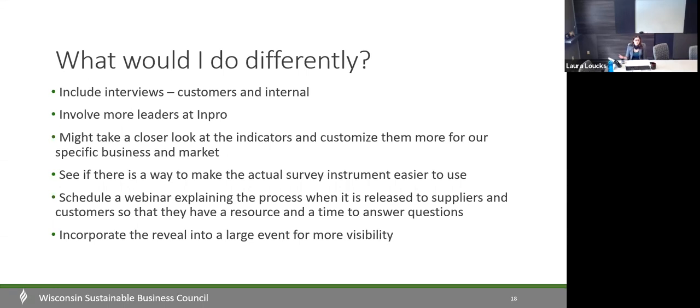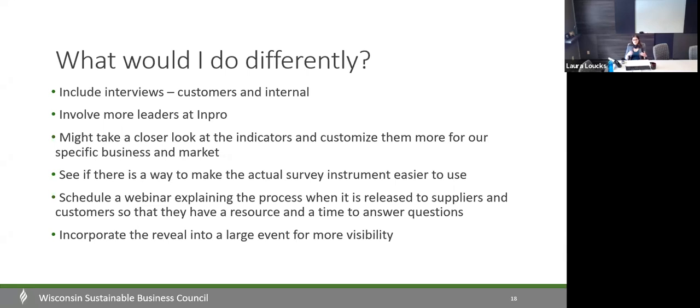Like I mentioned before, the SurveyMonkey format that we used was really difficult, and I understand that, and I would like to make it easier to fill that out instead of just dragging and dropping 26 indicators, because that was a lot of work for everybody, and I'm sure that's why we had a low response rate, especially on the customer side.